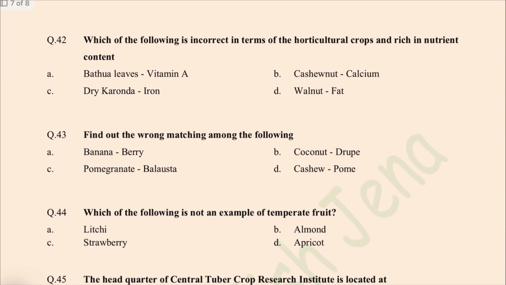Next question. Which of the following is incorrect in terms of horticultural crop and rich in nutrient? The incorrect option is cashew nut, calcium. That is incorrect. Whereas walnut is rich in fat. Bathua leaf, that is chenopodium leaf, is rich in vitamin A. Dry coriander is rich in iron.